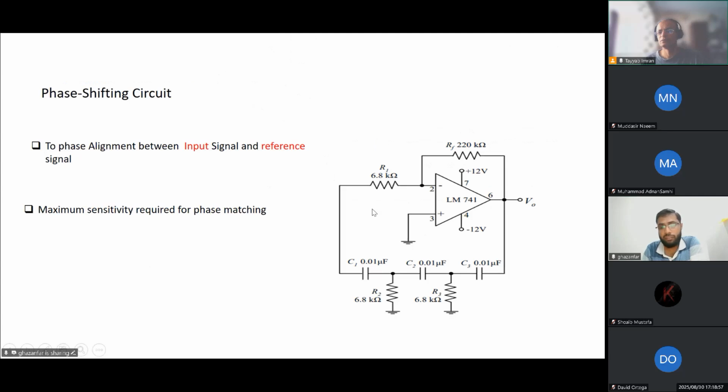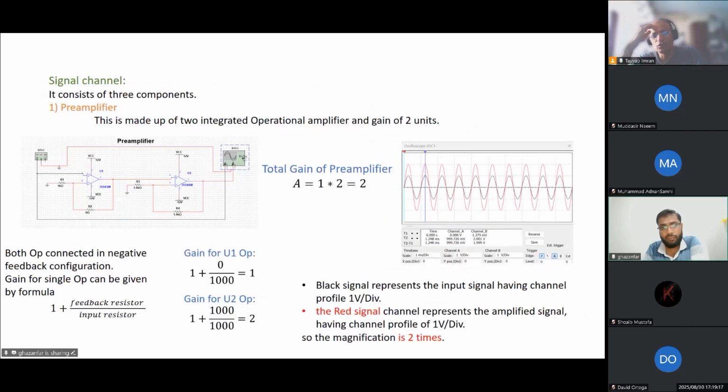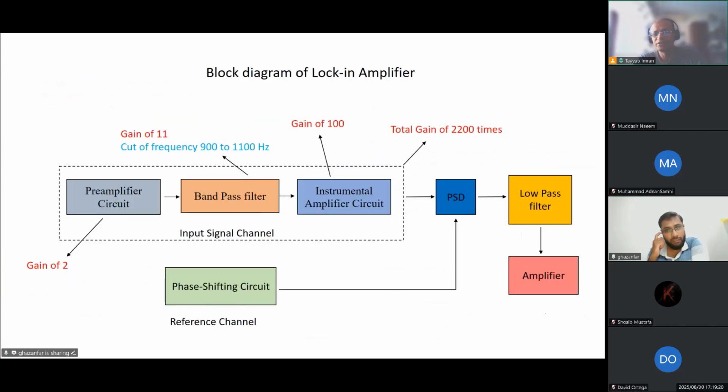Okay, now, yes, continue. What's the problem? I don't know. I have missed some slides. One more slide, but it's not there. Go to the block diagram. So how many parts have you actually completed? The preamplifier circuit is done, the band pass filter, and the instrumentation amplifier circuit is also done.